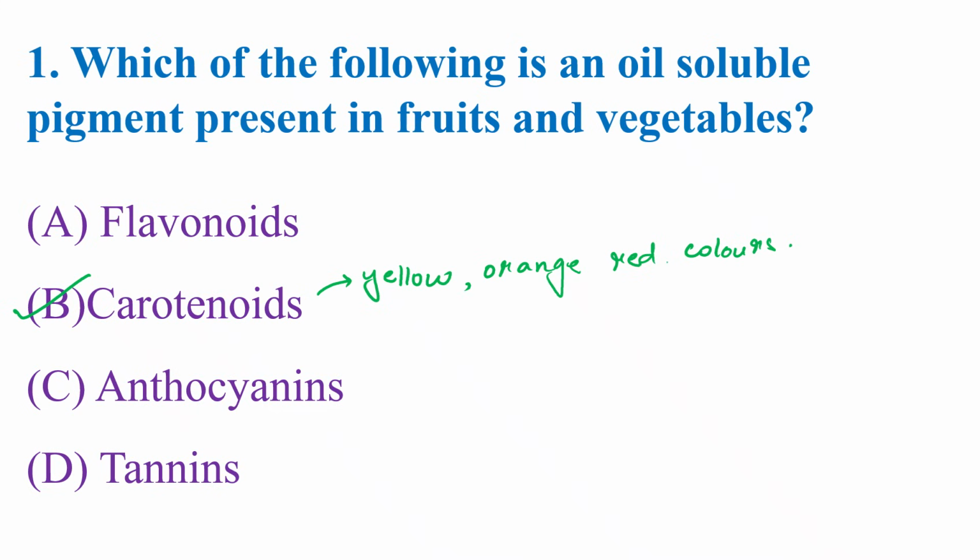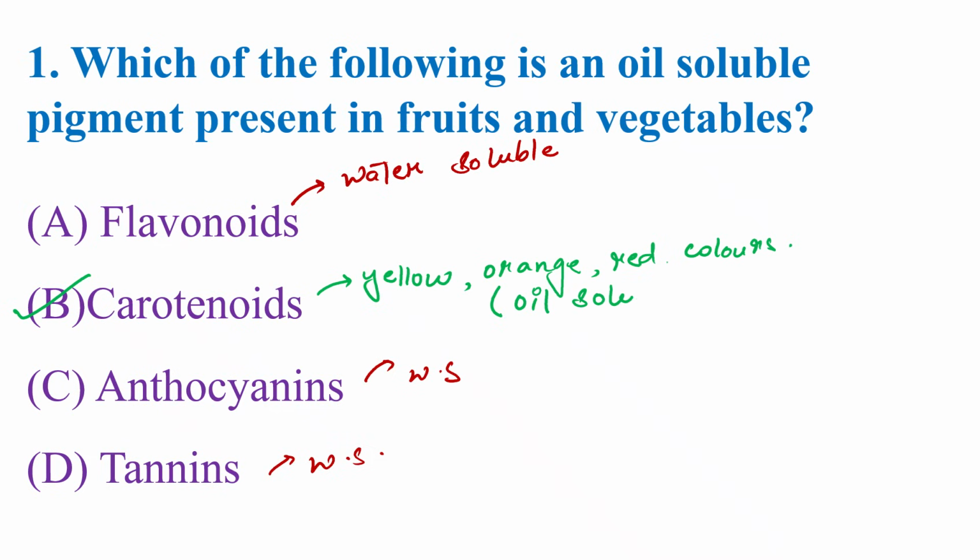So basically examples we can say like carrots, pumpkins, mangoes, papayas, whereas these flavonoids, anthocyanins and tannins, they are water soluble pigments, and only this carotenoid over here is oil soluble, or we can say it is a fat soluble pigment.